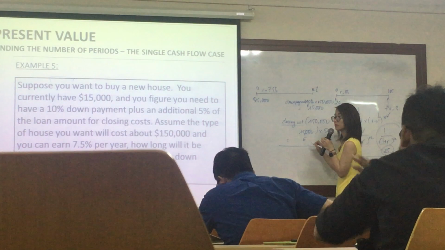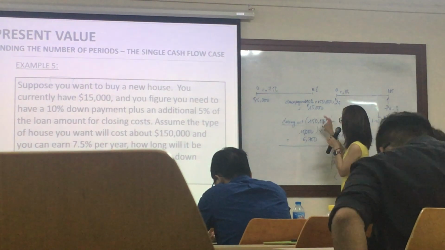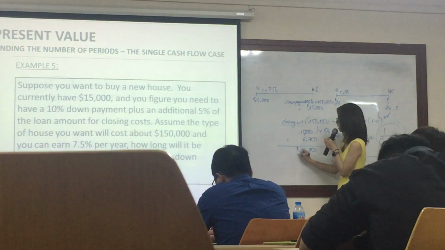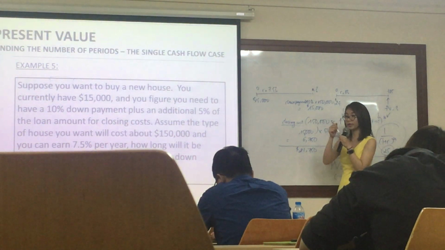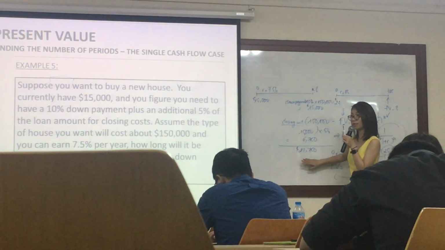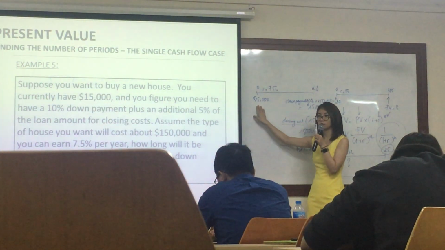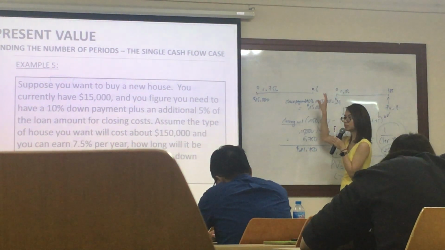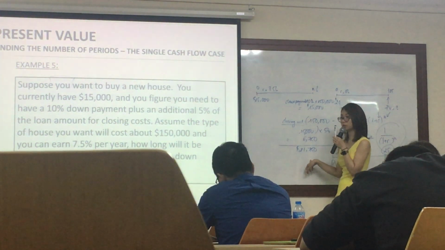6,000? 750. Okay, so the total upfront that you need when you buy the house will be 21,750 US dollars. So this is the amount of money you need when you buy the house, even though you're borrowing the money. They require you to have upfront 21,750 US dollars. But now how much do you have? You just have 15,000 US dollars today. So they want to know how long you need to save the money to get 21,750 US dollars to buy the house.